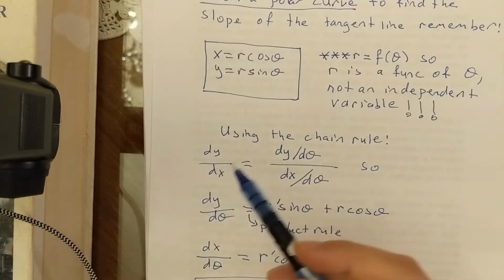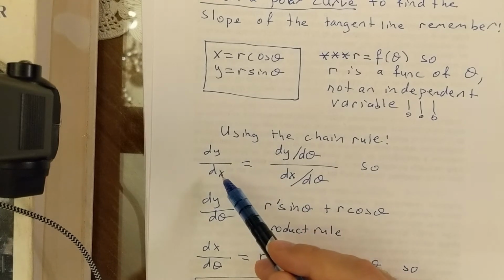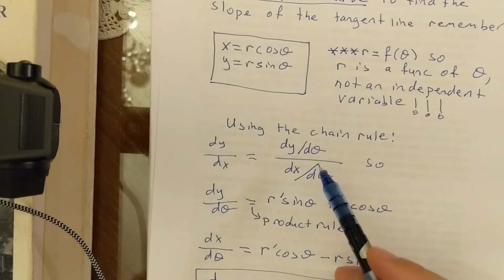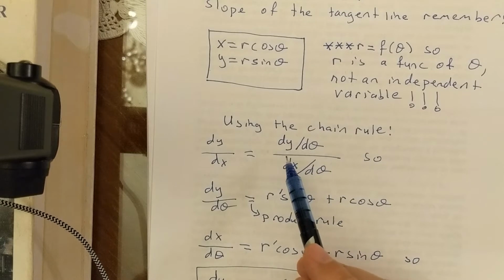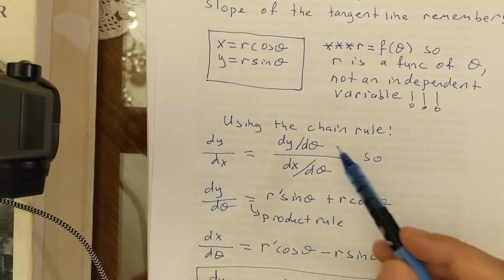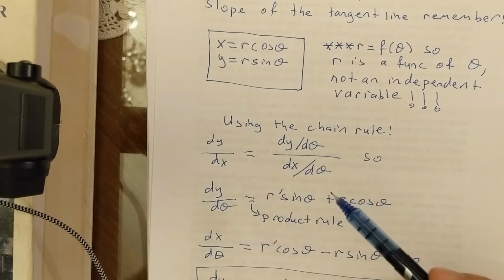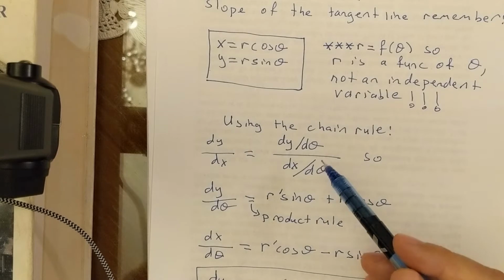Okay, so we want to calculate dy/dx. That's going to give me the slope of the tangent line to this curve. So how would I do that? Well, I have to use the chain rule. Remember that the chain rule says dy/d theta, dx/d theta. Kind of think about it like the d thetas cancel, as if these were fractions. Okay, they are not fractions, but they behave like fractions.